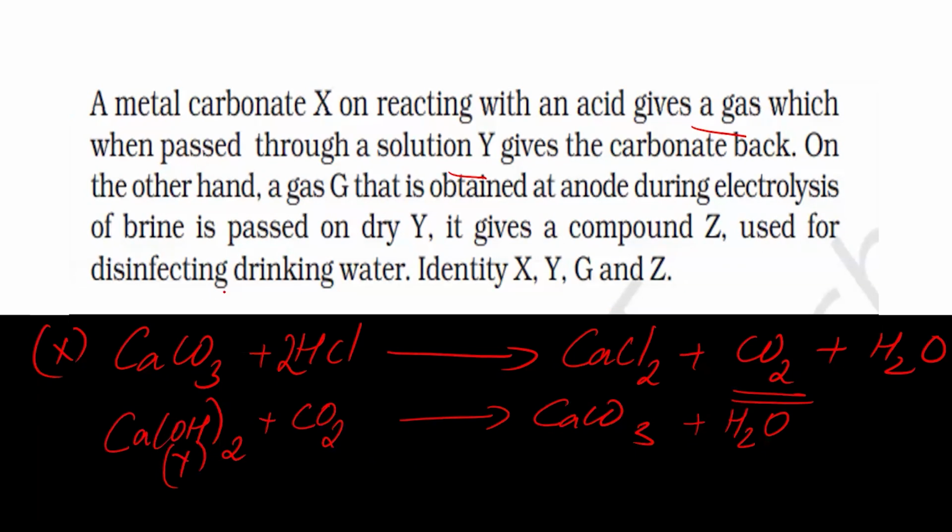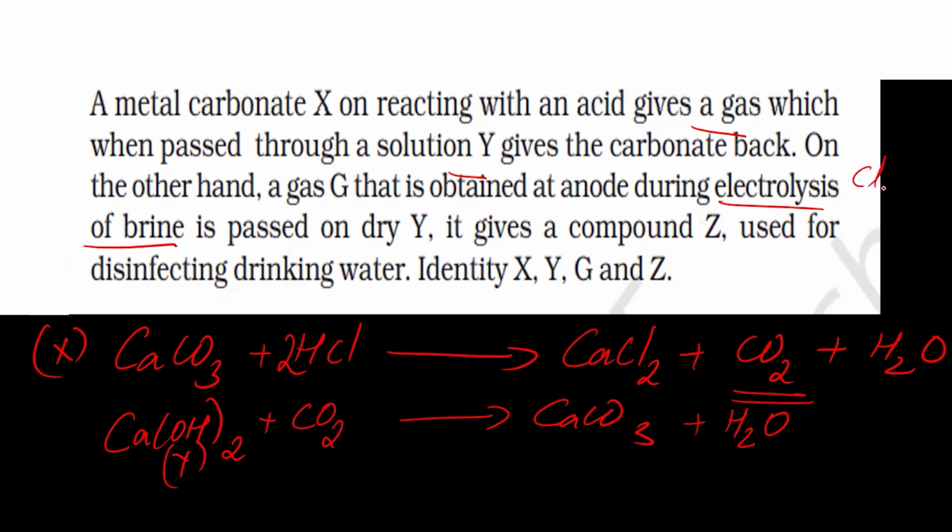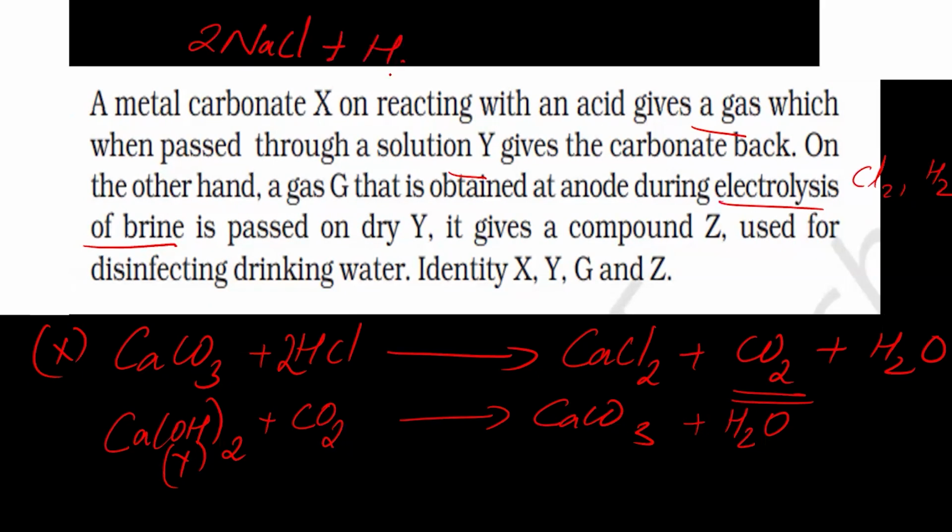And Y is calcium hydroxide. On the other hand, a gas G that is obtained at the anode during the electrolysis of brine. During the electrolysis of brine, we are getting two gases, chlorine and hydrogen, right? Brine on dry Y gives a compound Z. I will write the electrolysis of brine here: 2NaCl plus 2H2O giving 2NaOH plus chlorine plus hydrogen gas.